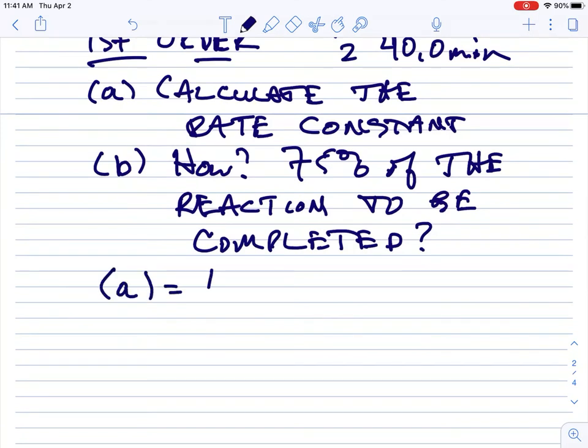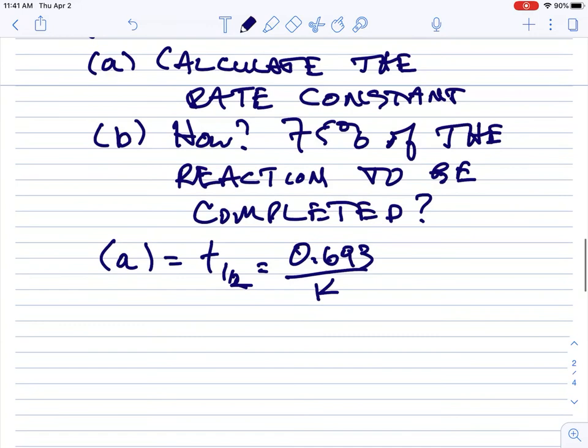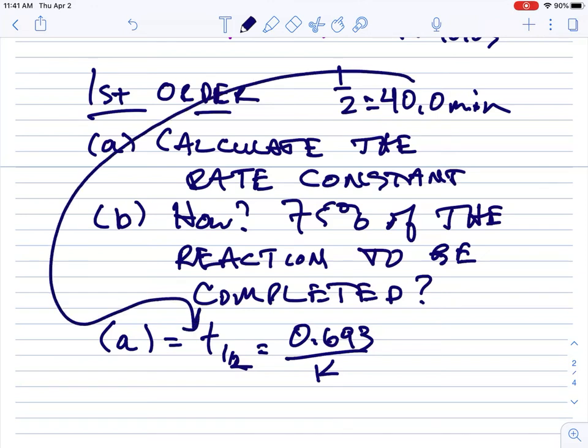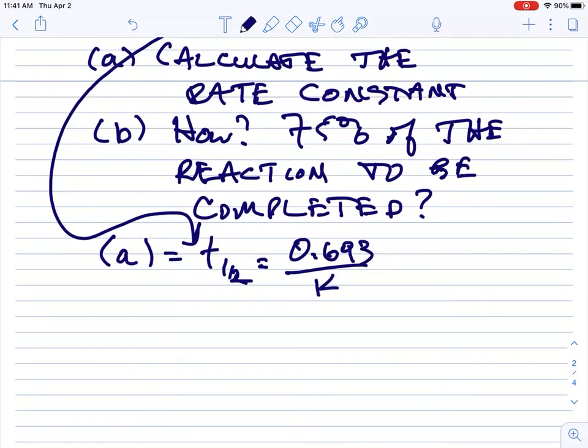My half-life is going to be 0.693 divided by K. So then I know what my half-life is because of the fact that we said my half-life was 40 minutes. So I've got that number. So the only thing I don't know is K. So if we do a little bit of algebra here, stay with me. So that's going to be 0.693 divided by my half-life of 20 minutes.